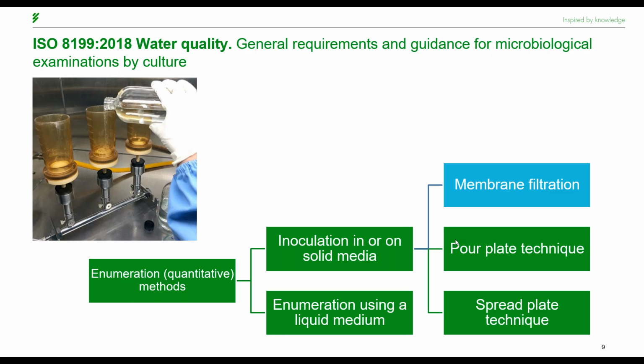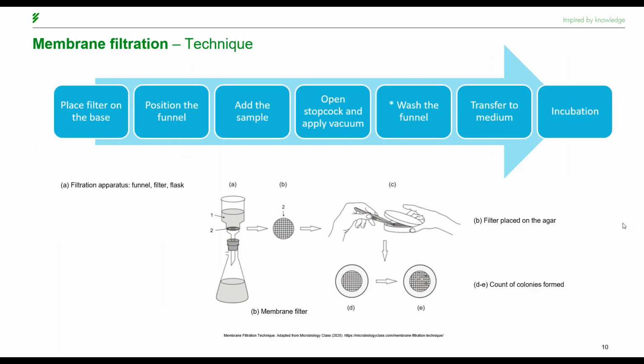So in general, for any of these methods, the sample is inoculated into a solid or a molten culture medium so that the microorganisms of interest form colonies on or in the medium. The result is, of course, expressed as colony-forming units per sample volume. So now about the membrane filtration technique.